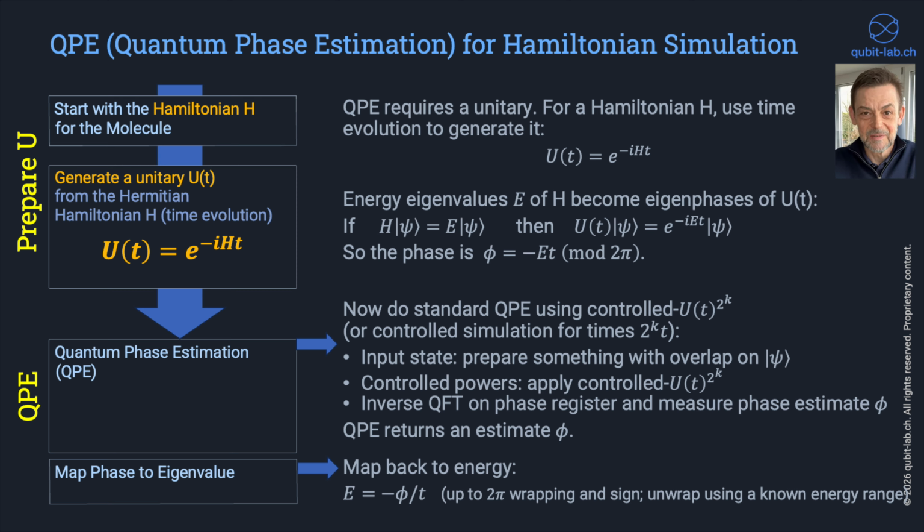QPE estimates that phase by applying controlled powers U of t to the power 2 to the k, then an inverse quantum Fourier transform, QFT. QFT is a well-known standard circuit in quantum computing. Finally, we map phase back to energy using that E is equal to minus phi divided by t, taking care of the 2 pi wraparound using a known energy range.